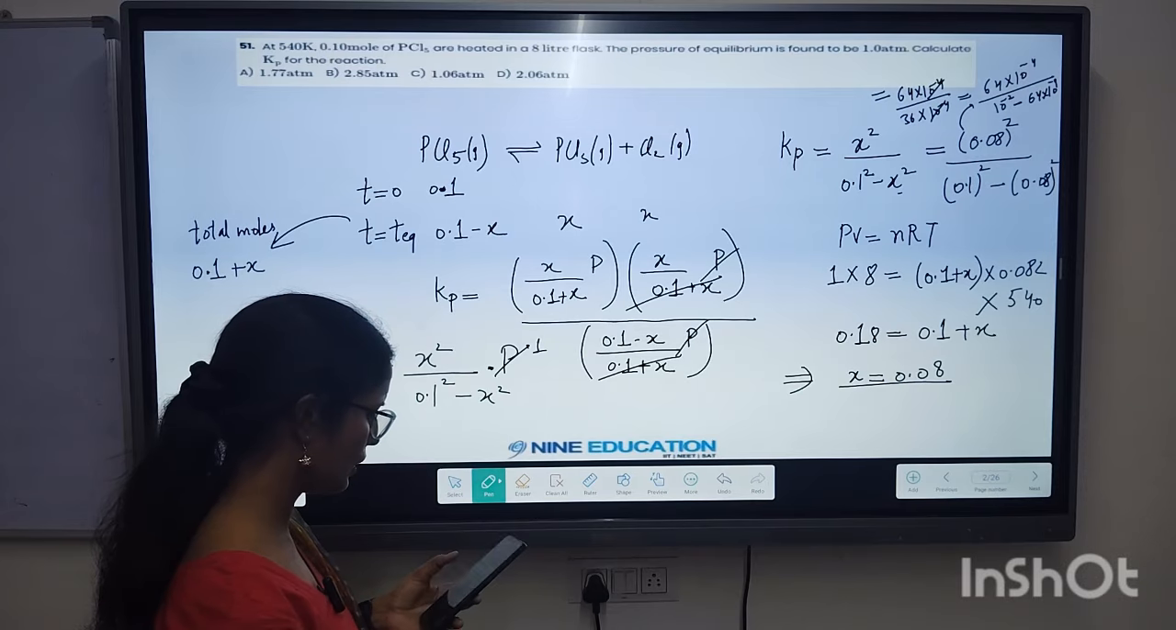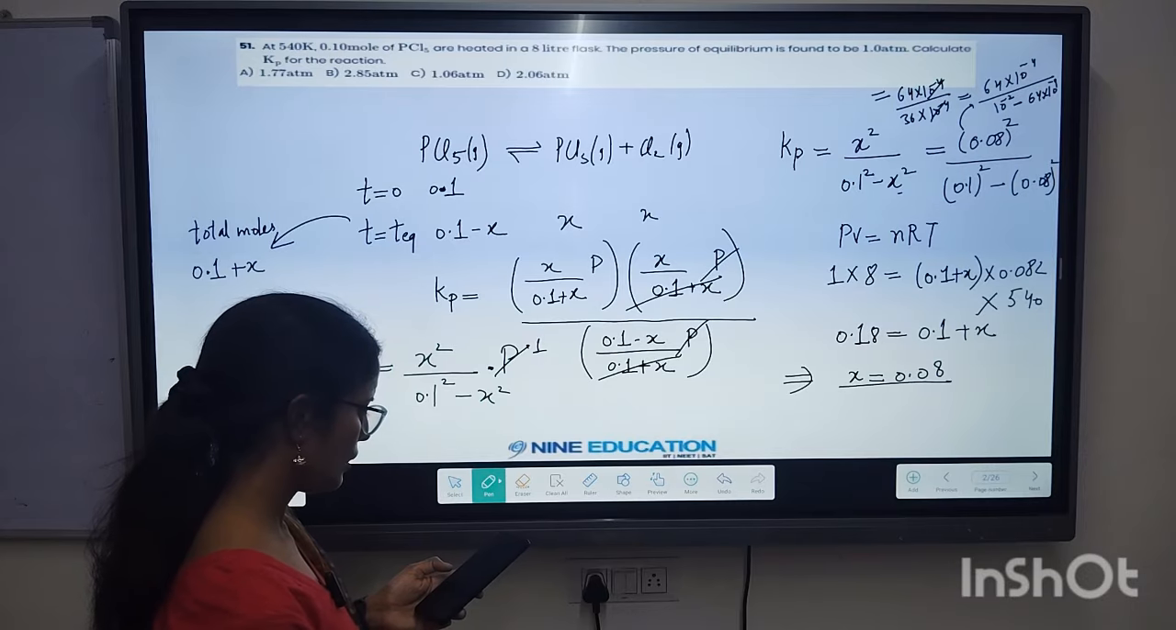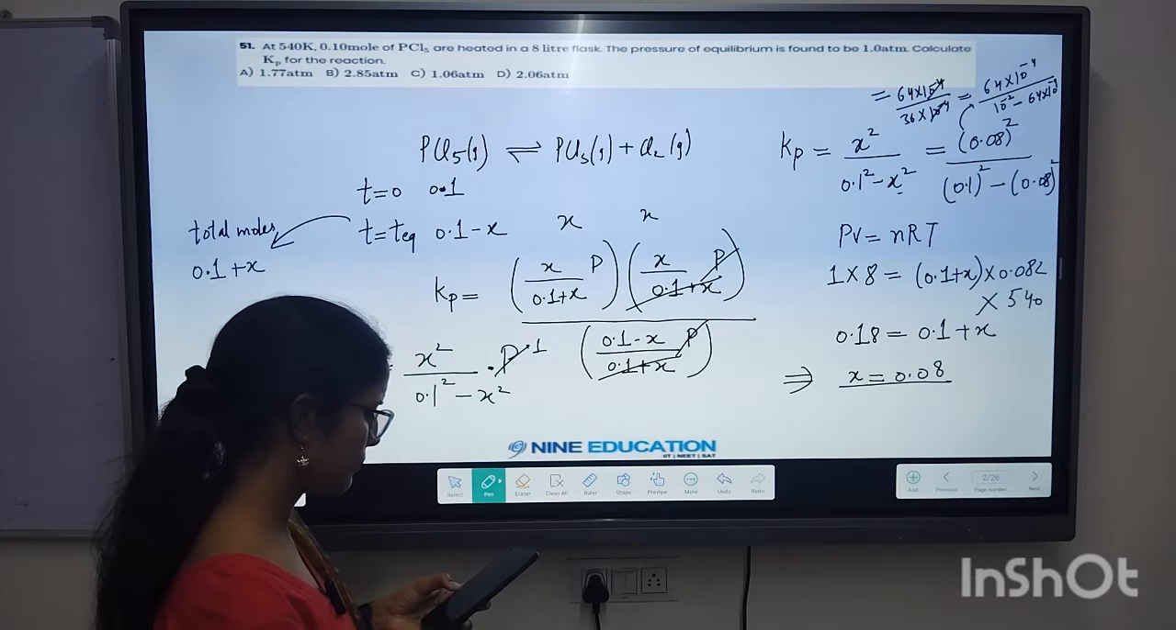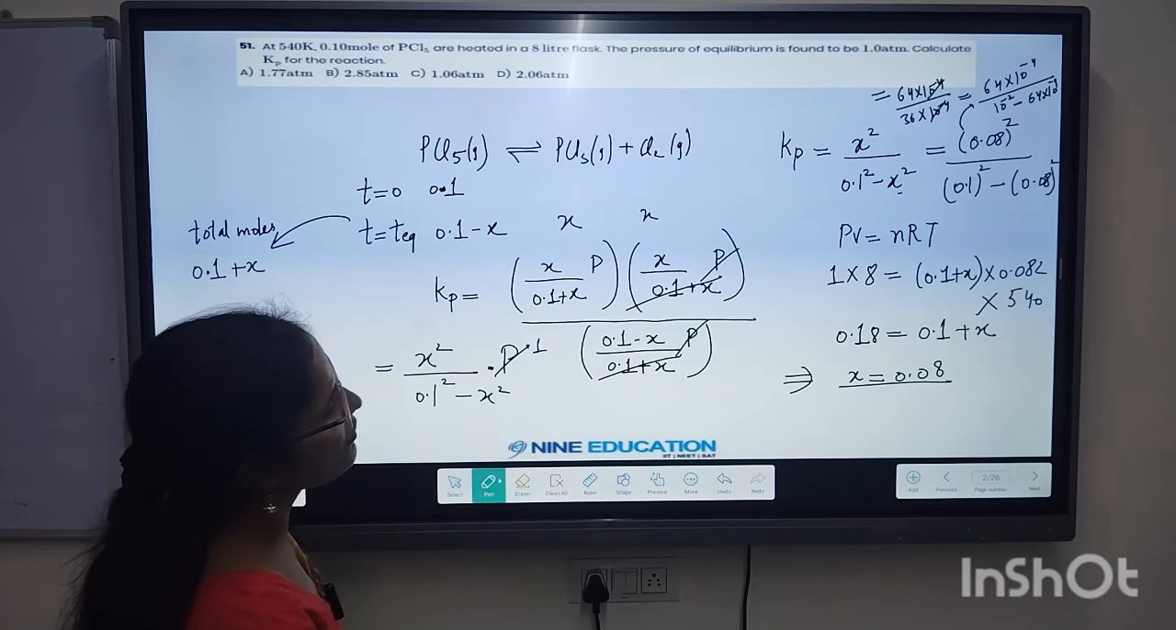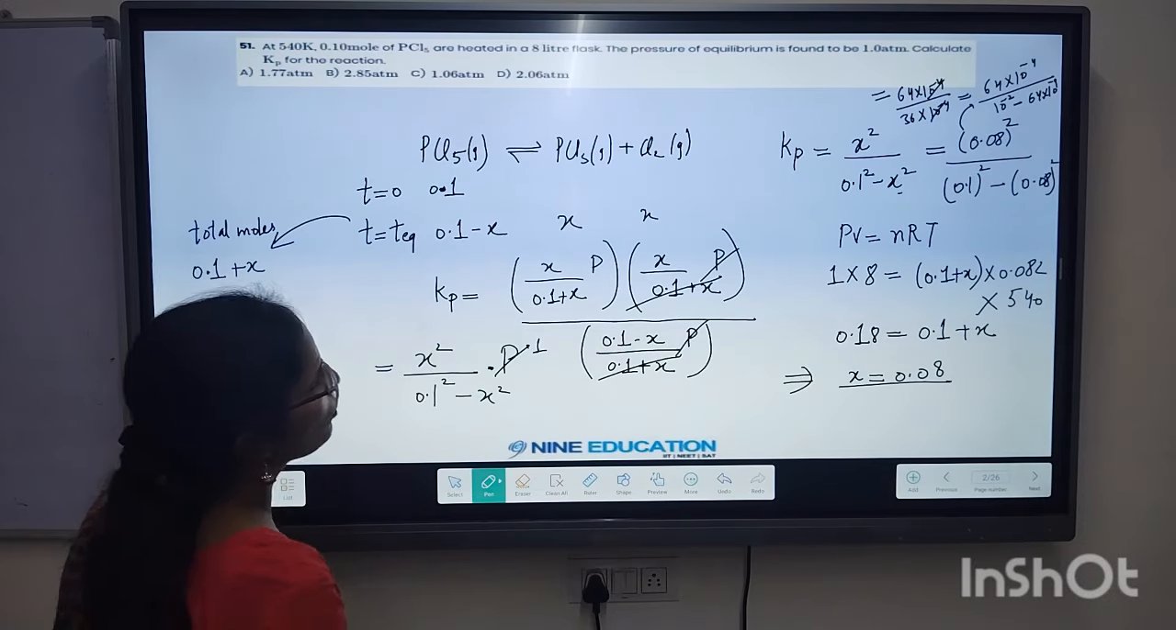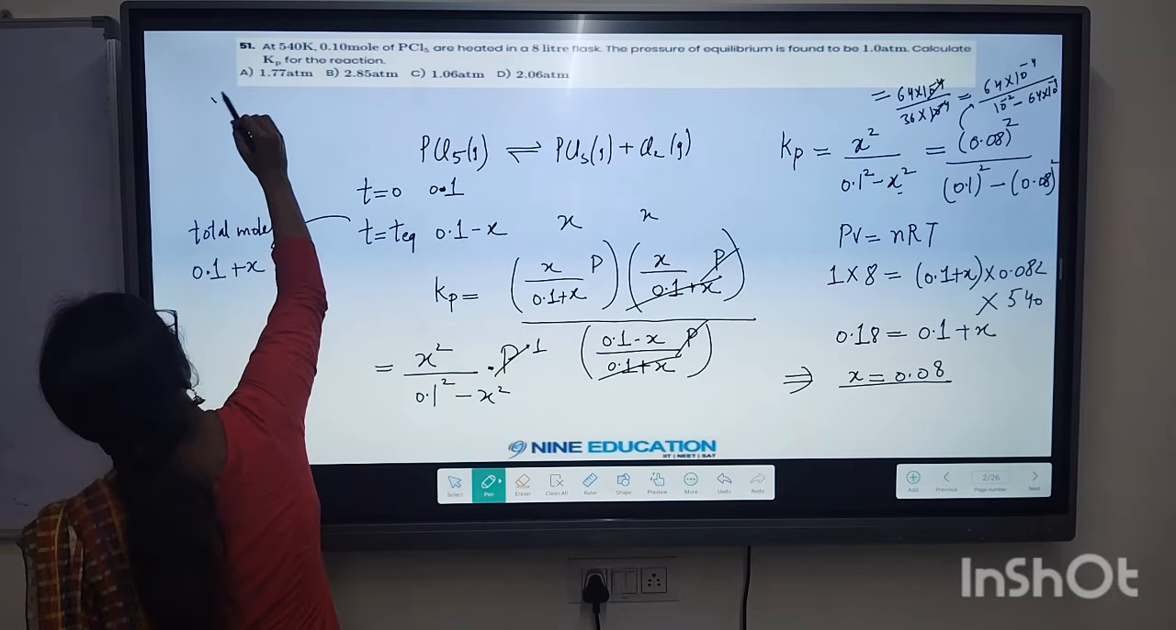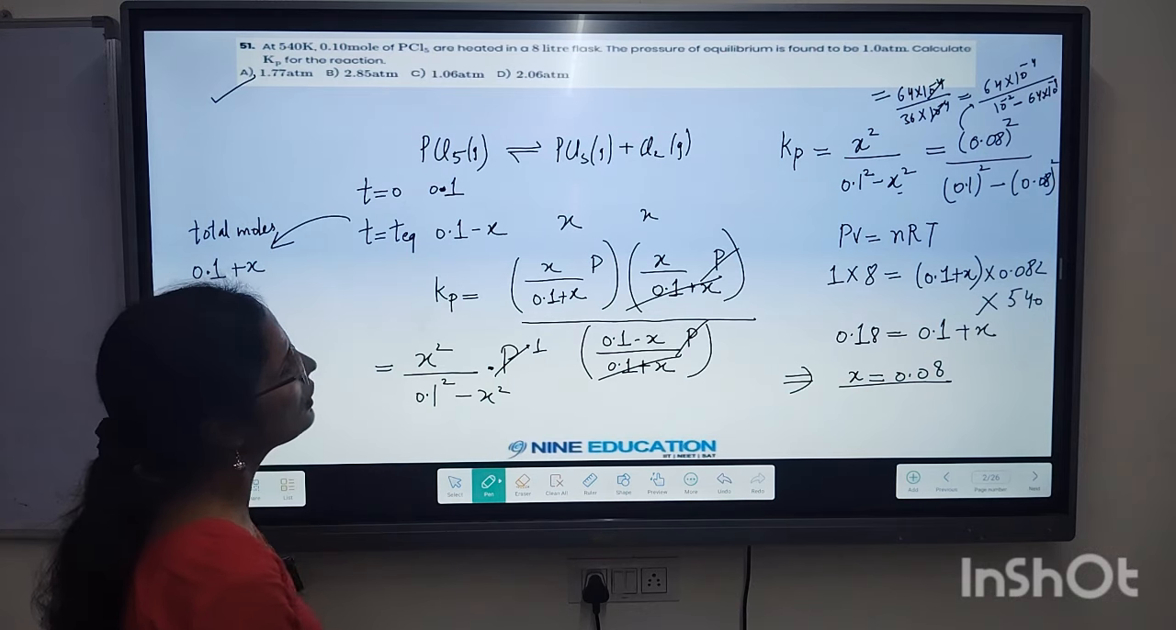it will be coming around 64 by 36. It will be coming around 1.77. So what will be the final value of Kp here? The final value will be coming 1.77 atm.